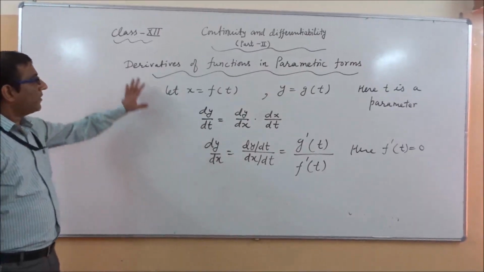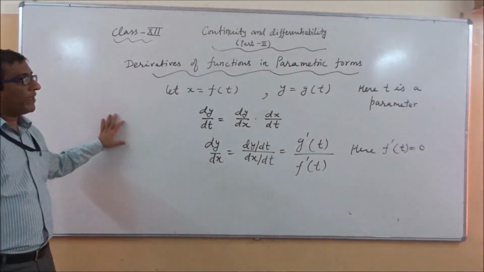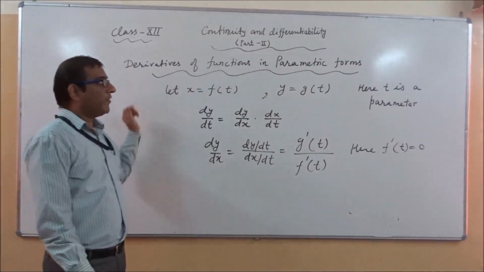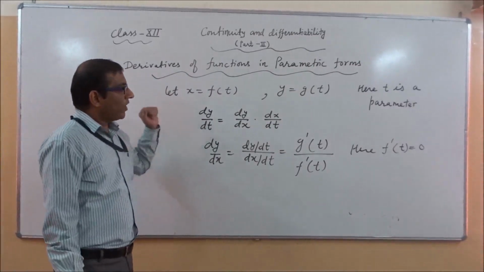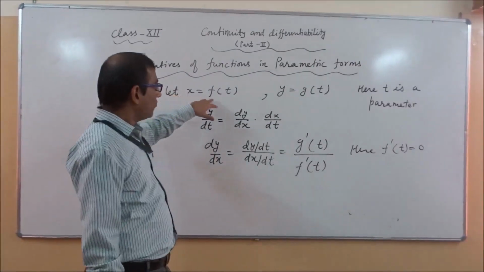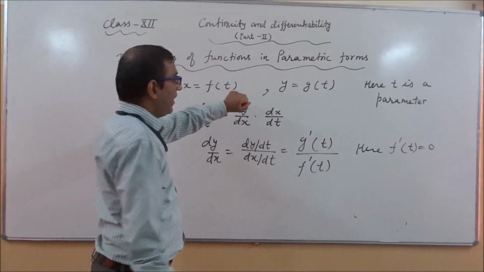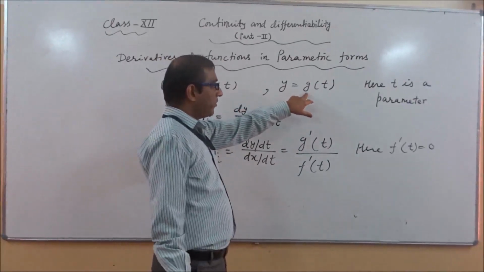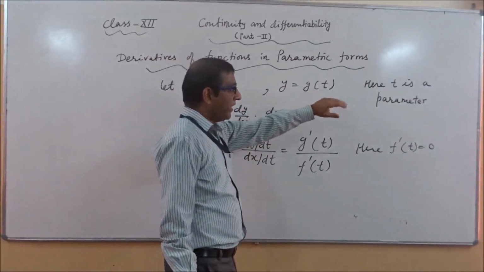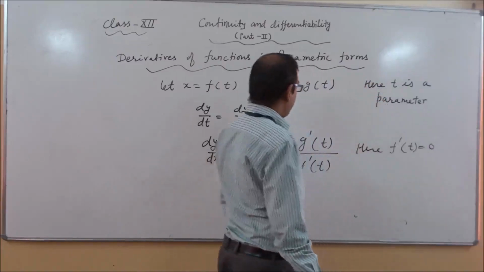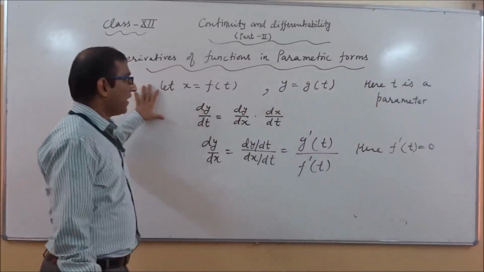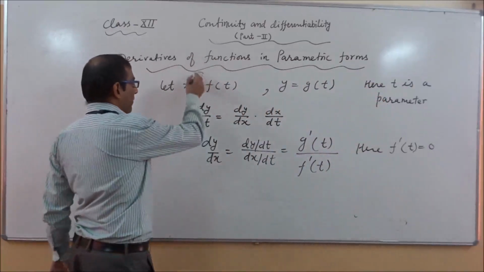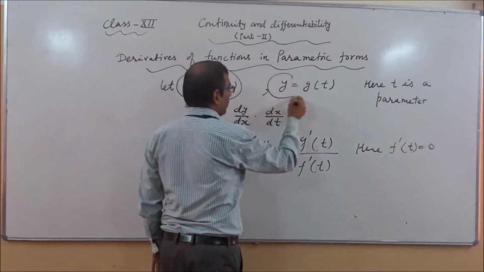Now we have the concept of derivatives of functions in parametric form, one of the important forms of differentiation. Suppose we take two functions, x equals f of t and y equals g of t, where t is the parameter. How can we calculate dy by dx if such functions are given to us?